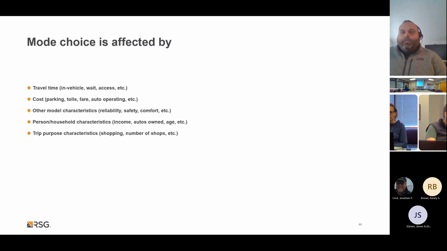And we have person and household characteristics that are going to determine these things, like income, autos owned in the household, age. And so this is really, if you have more autos in a household, you're more likely to take an auto trip. On the other modal characteristics, if the route doesn't feel safe and comfortable, you're probably less likely to choose to walk or bike.